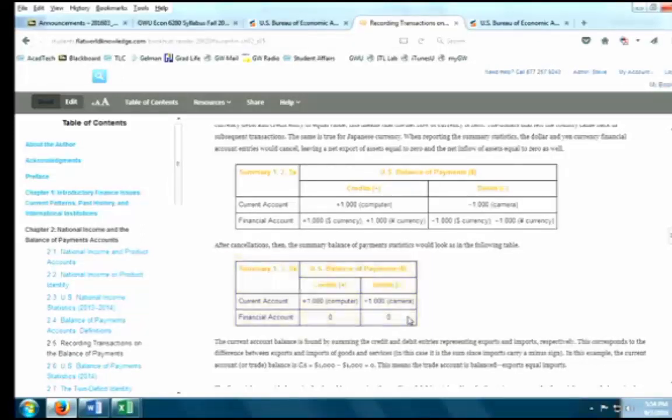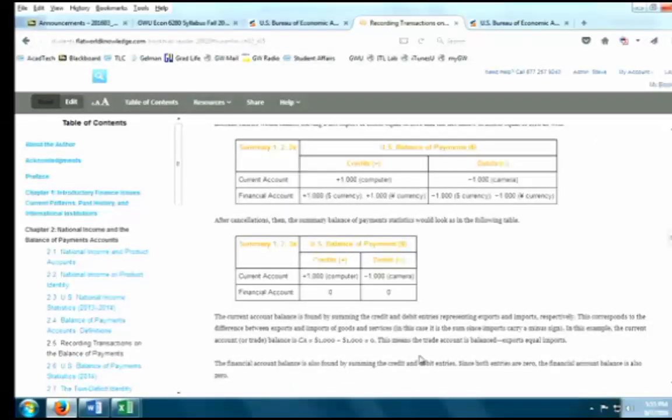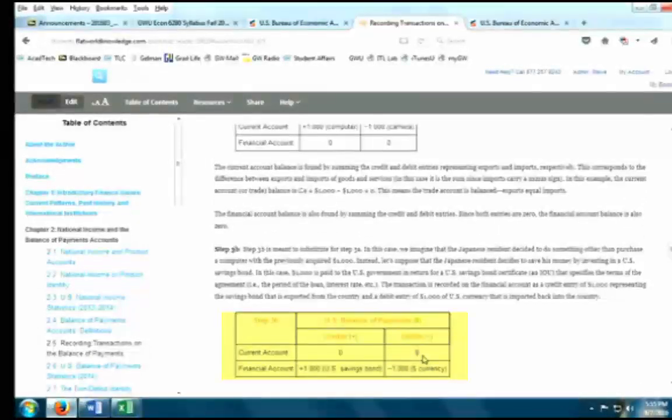Nothing very interesting. But we take step three and we change it to get the following scenario. In step 3B, we imagine step 3A did not happen, but instead the Japanese resident is going to take the $1,000 that was acquired in step 1, and instead of buying a computer with it, we're going to imagine that the Japanese resident buys a U.S. savings bond or a bill or bond issued by the U.S. government. By virtue of doing that, what's going to happen is what's being exported from the country is being exported as a piece of paper. And it says, U.S.